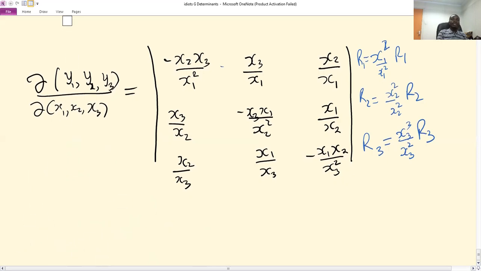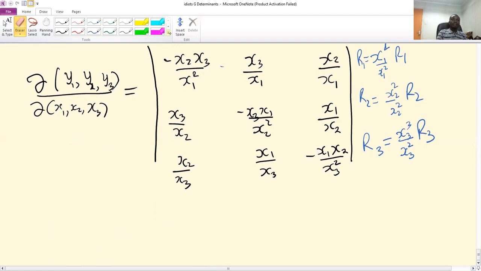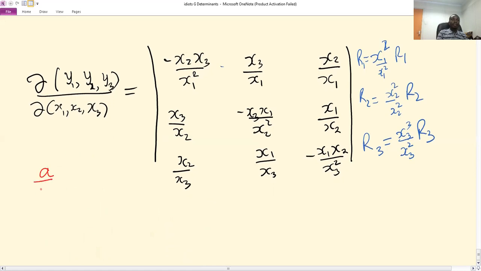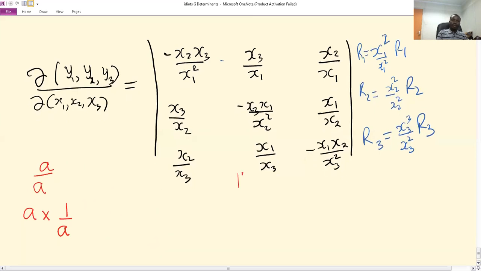Now you see, if I say I'm multiplying by a number, a over a, it's the same thing as saying I have a times 1 over a. It's the same thing, and it's still 1. Because this one is being multiplied, I just write the next step will be, now all these such fractions, I write them outside here.